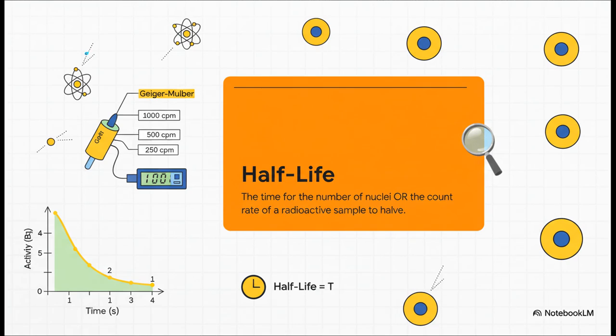So here's the textbook definition, and notice you can say it in 2 ways, and both are totally correct. You can talk about half-life as the time it takes for half of the unstable nuclei in your sample to decay, or you can think of it as the time it takes for the activity, the number of clicks you'd hear on a Geiger counter, to drop by half. They both mean the exact same thing.